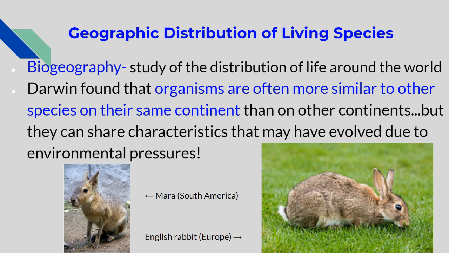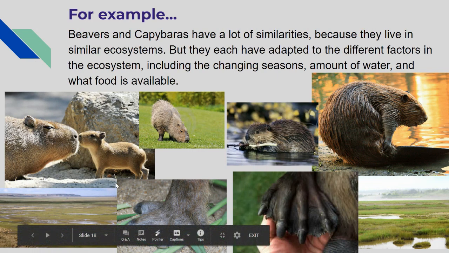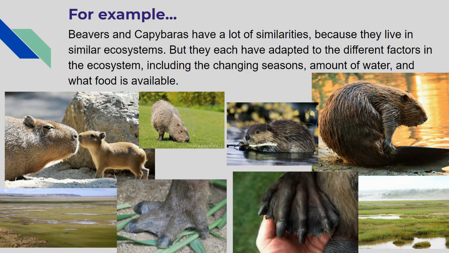Another example that shows this geographic distribution of living species is looking at beavers and capybaras. So the capybara is a kind of beaver-like animal that lives in South America. It lives actually in a similar environment of wetlands, and it looks a lot like beavers, which you might have seen along rivers in the United States. They do have similar body shapes and certain characteristics that are very similar because of the environmental pressures where they are. They are both well adapted to live in wetlands.